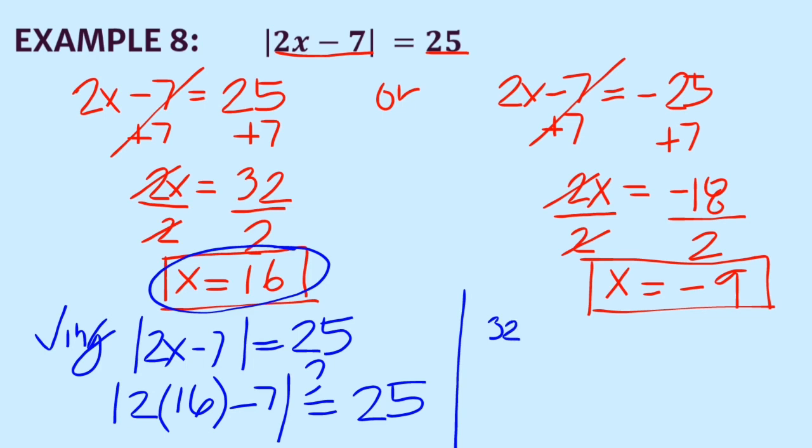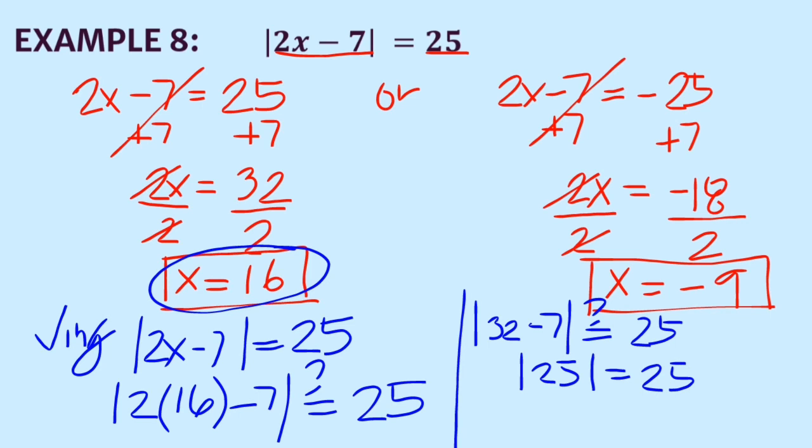32 minus 7. What is 32 minus 7? It is 25. Now, what is the absolute value of 25? It is 25. Equal? Yes, it is. It means that our solution set is 16.